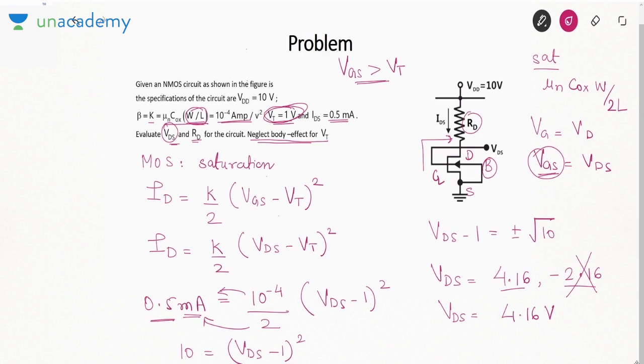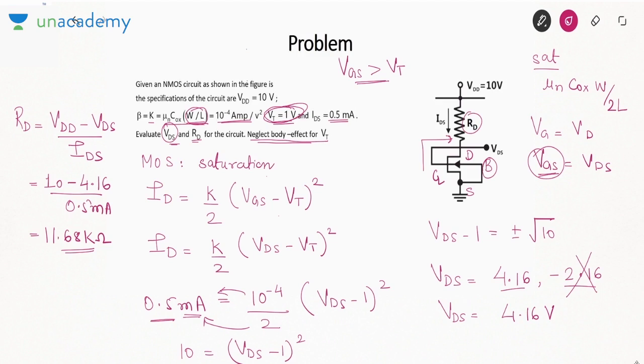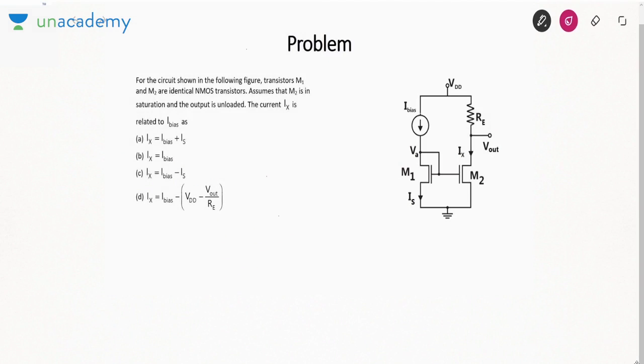Now we know VDS. How to calculate RD? Just by KVL. So I'll say RD is VDD minus VDS by IDS. VDD is 10 minus 4.16, by current 0.5 milliampere. So it will come out to be 11.68 kilo ohm. Whenever you get multiple answers, you always have to check the validity of each value, otherwise the answer might not be valid. Because here, if VGS comes out to be negative, then it will be less than threshold voltage and your MOSFET will not work. Next question.